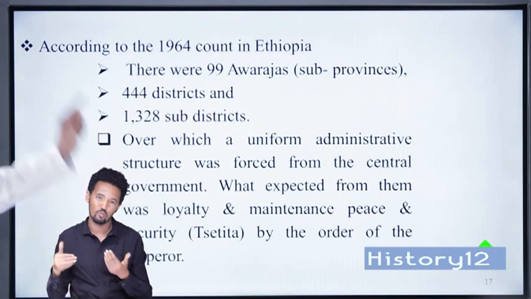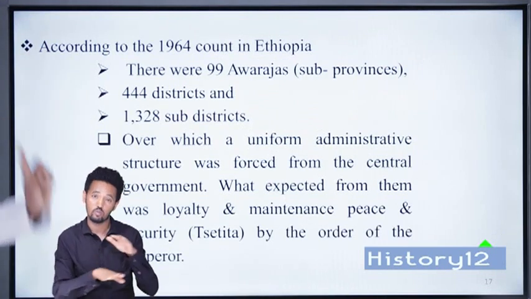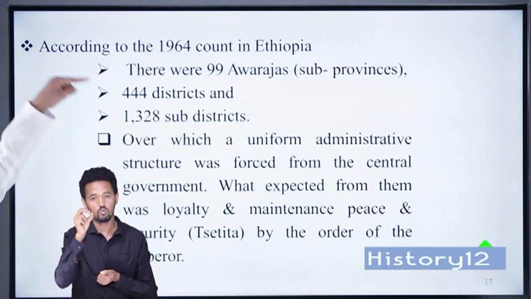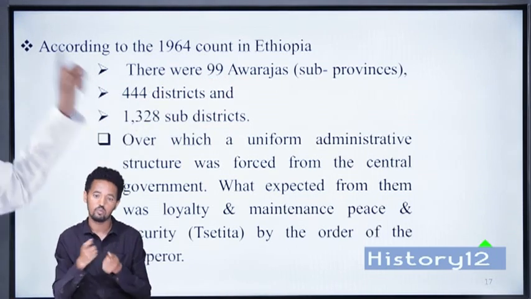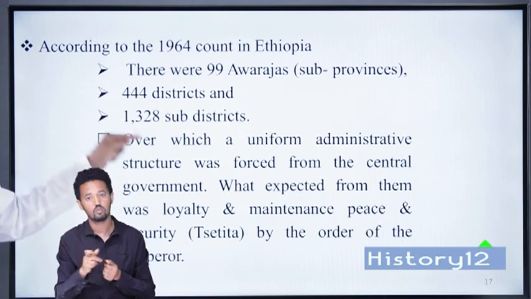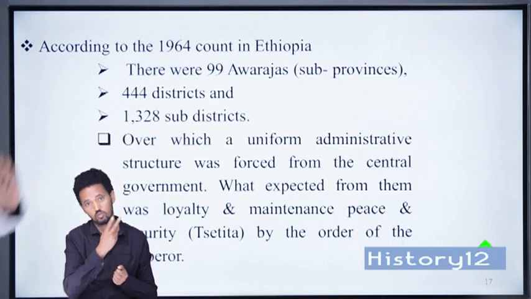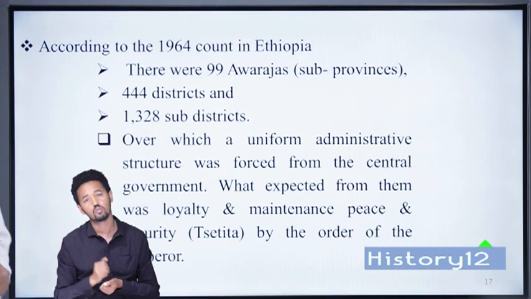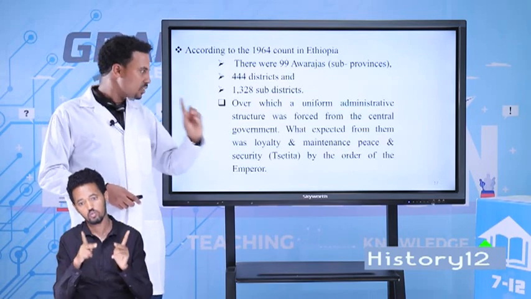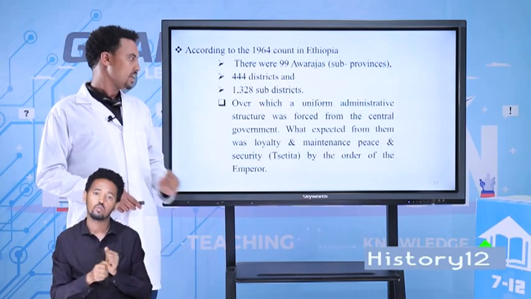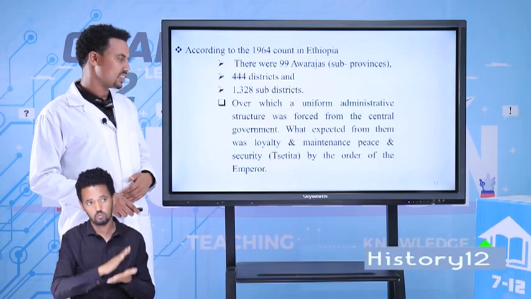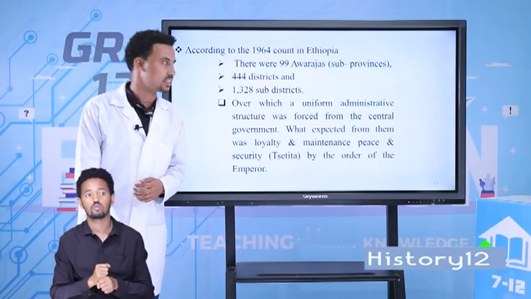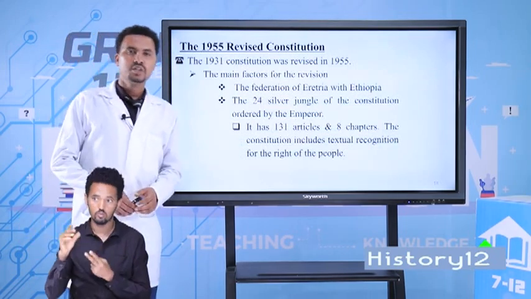Totally, according to the 1964 count, in Ethiopia there were 99 Awraja, or sub-provinces, 444 districts, or Woreda, and 1,328 sub-districts, or Kebele, over which a uniform administrative structure was imposed by the central government. What was expected from them was loyalty and maintenance of peace and security through Tezaz by the order of Emperor Haile Selassie.